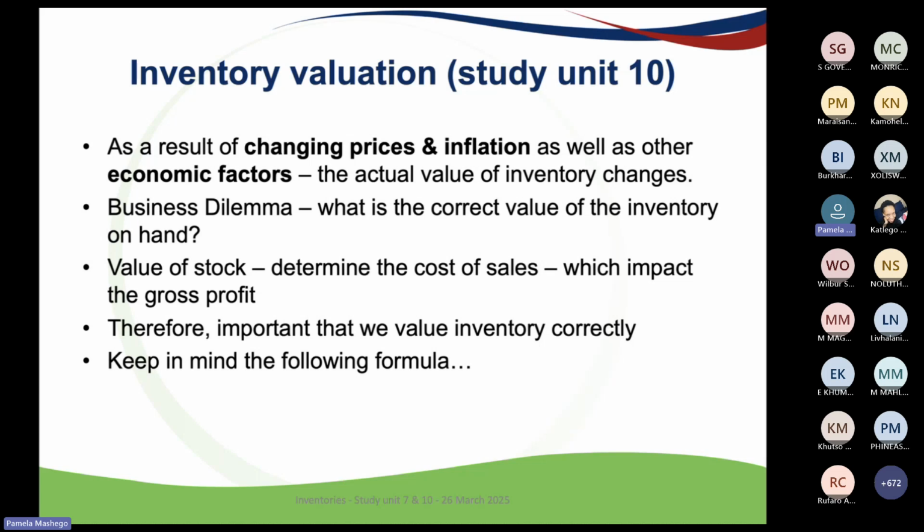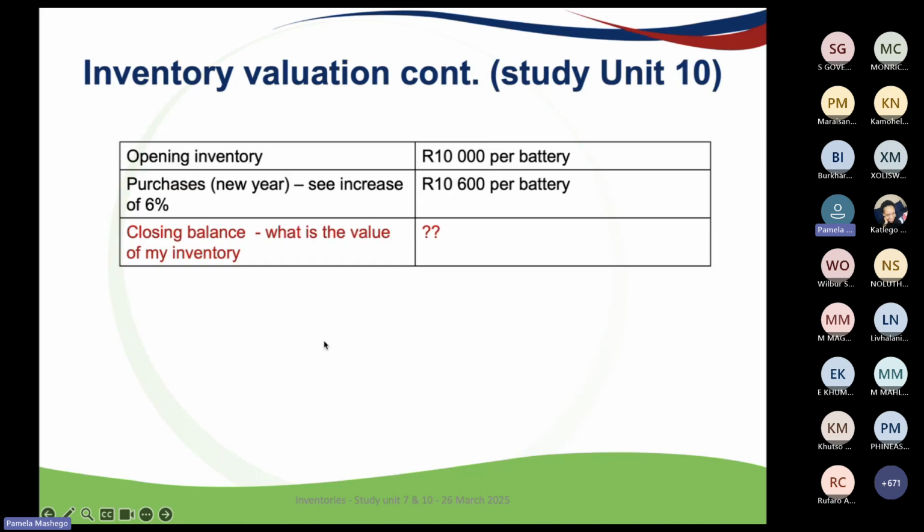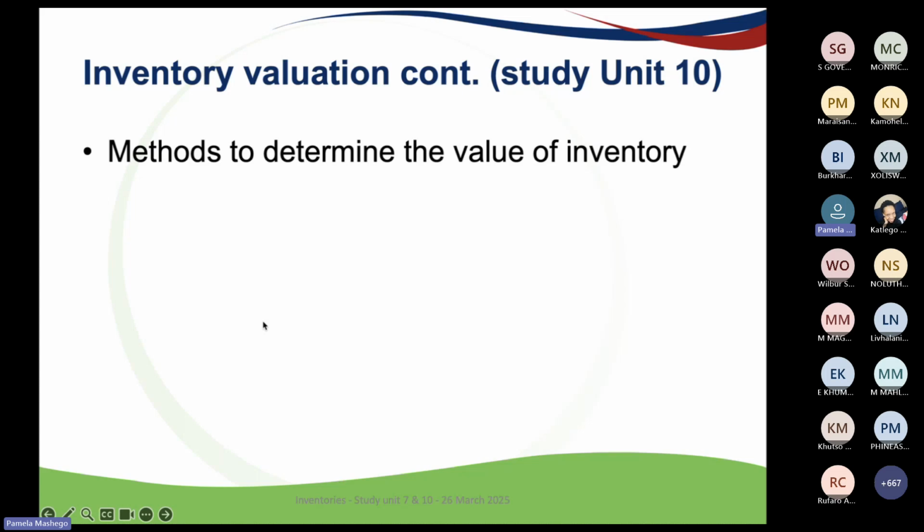Okay, let's keep the following formula in mind, so that I can just explain what I mean. So let's say last year your opening inventory, you bought it at 10,000 each. And then in the current year, the supplier decides to increase the price of the batteries by 6%. Now you're no longer paying 10,000 for the batteries, you're going to pay 10,600. So let's say now this is the periodic system. What is the value of your closing inventory at the end of the day? Okay, so that's what I mean by inventory valuations.